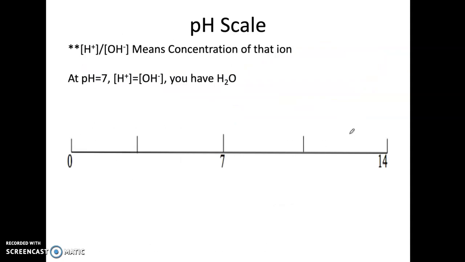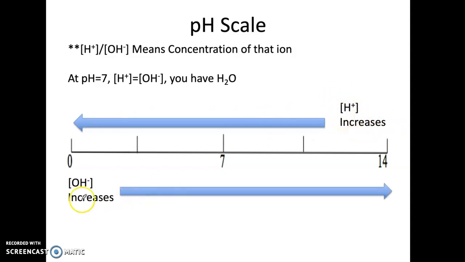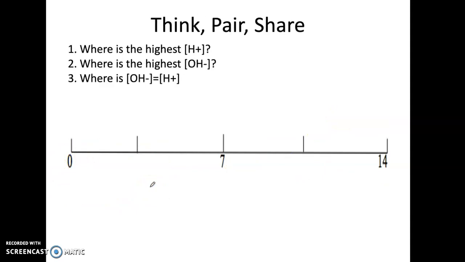So pH scale, this is just a little review. The brackets mean concentration of that ion. So at 7, they're equal because I have water. When I go from 14 to 0, my concentration of H plus is increasing. When I go from 0 to 14, my concentration of OH minus is increasing. So just think about this. Where's highest H plus, where's highest OH minus, and where are they the same? So this is just a general idea. You'll see questions similar to this on your quiz.